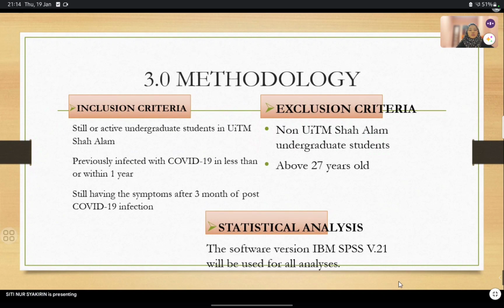And also, the analysis was done using IBM SPSS version 21. Descriptive analysis was conducted and continuous variables were presented as the interquartile range, and the categorical variables were presented as percentages. Categorical variables were analyzed using chi-square, and non-categorical using t-test, between those with and without the persistent symptoms.